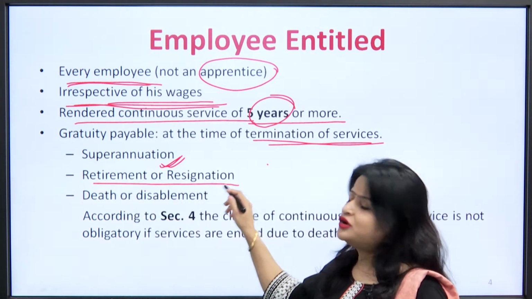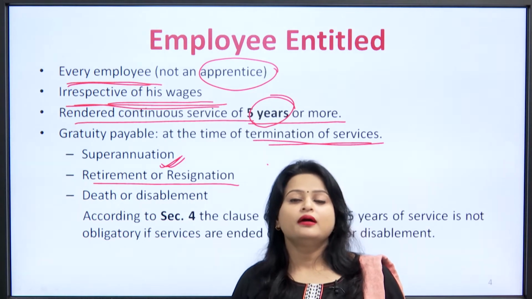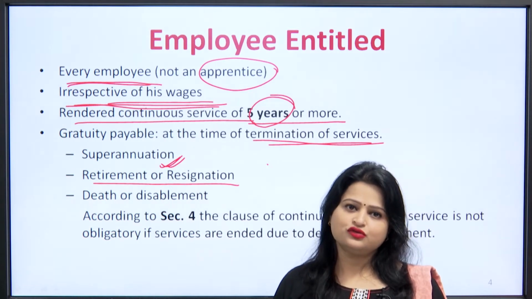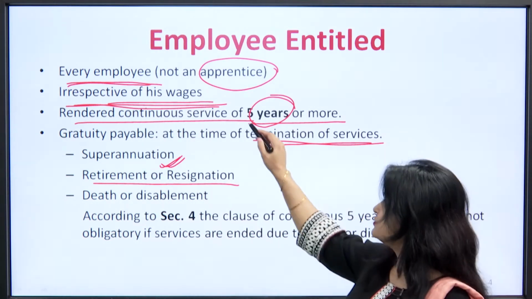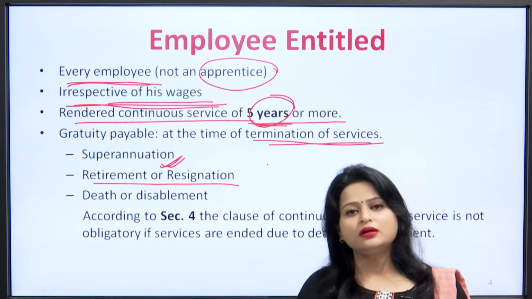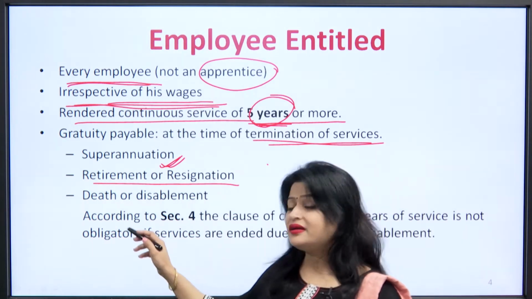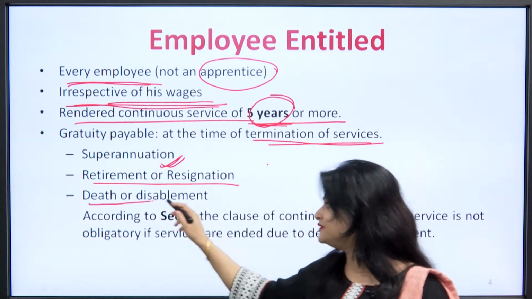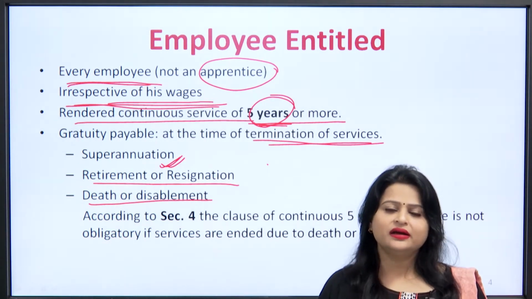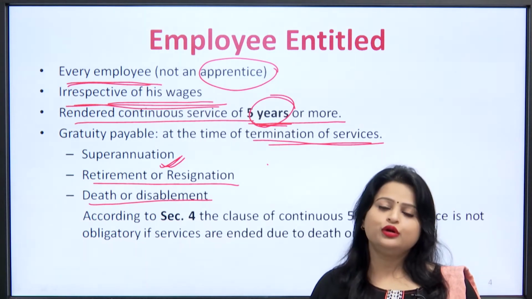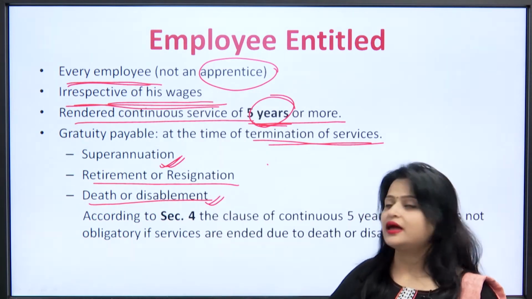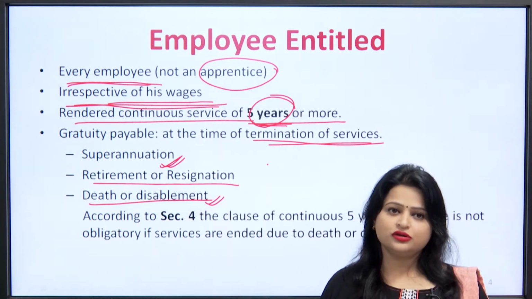At the time of retirement or resignation, right, if any employee takes voluntary retirement or voluntary resignation after serving 5 years, then he is entitled to gratuity. Or there is a termination of services because of death or disablement of the employee. If the entitled employee dies, or if he becomes disabled due to any accident or due to anything, in that case also he is entitled to the gratuity amount.